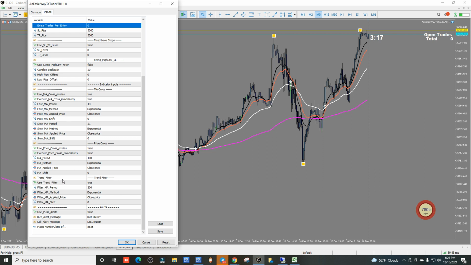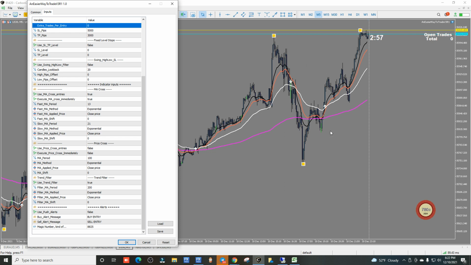Then we use the trend filter true. So we're using the 13 and the 21 exponential, which means we're using the 13, which is my black line, the 21, which is my tomato line, and the 200, which is my magenta line. This is the 50. I got it on there. I just like to have it on there. You don't need it, but 13, 21, and 50.